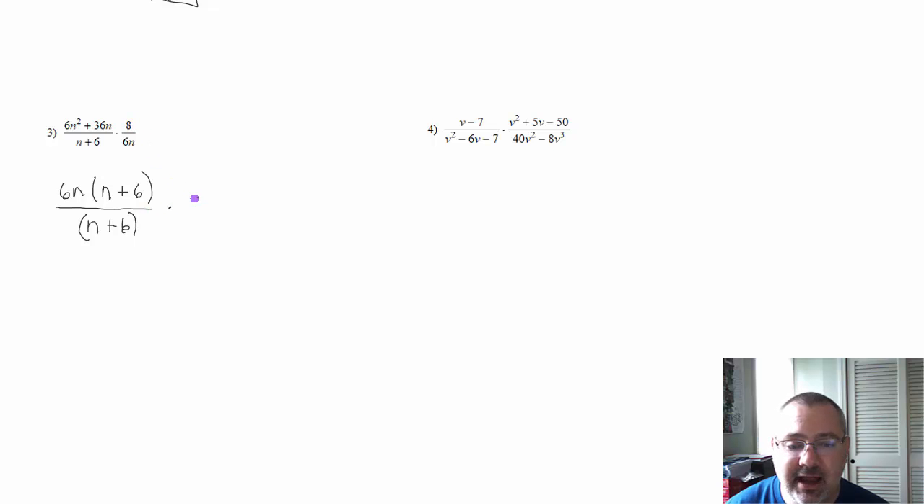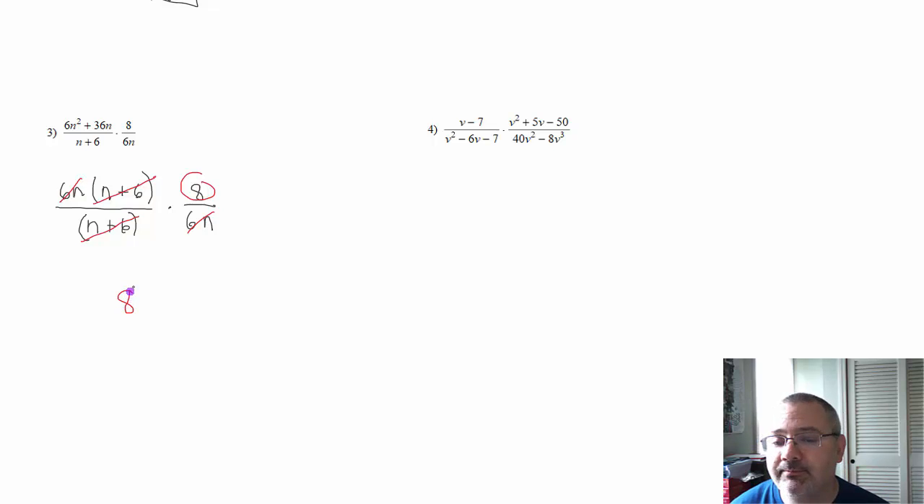Times 8 is just a monomial. We leave it as a monomial. And the same thing with 6n, it's just a monomial. And now we can start crossing things out. So the n plus 6 is a common group on the top and the bottom. You can only reduce common factors that are in the numerator as well as the denominator. 6n is also a common factor, which crosses out. And truly, the only thing left is 8. So this whole multiplication problem simplifies all the way down to 8.